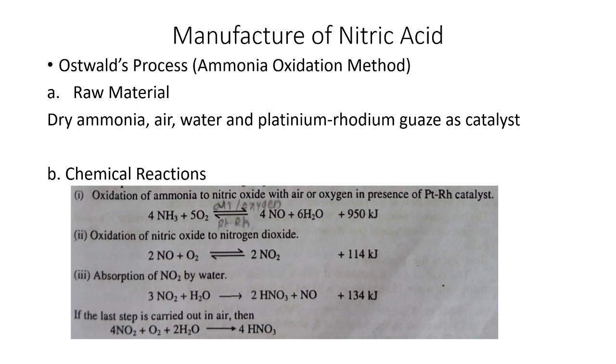RCOOR. Okay, so this is an ester. This ester is prepared from condensation of an acid, that is carboxylic acid, RCOOH, plus alcohol, ROH. So the RCOOH group of the acid and the OH group of the alcohol combine to form COOR, that is the ester.